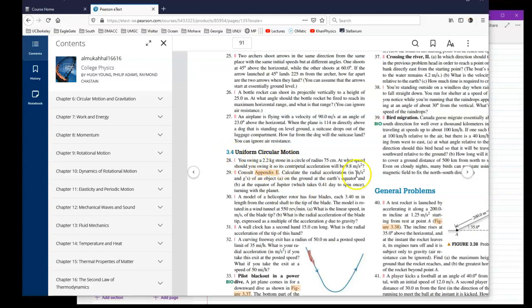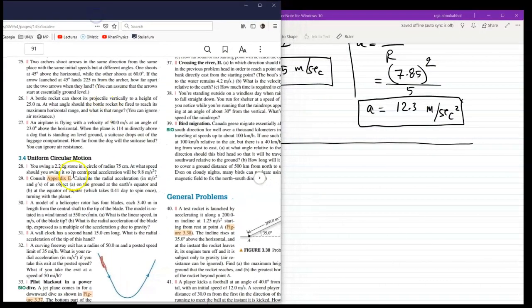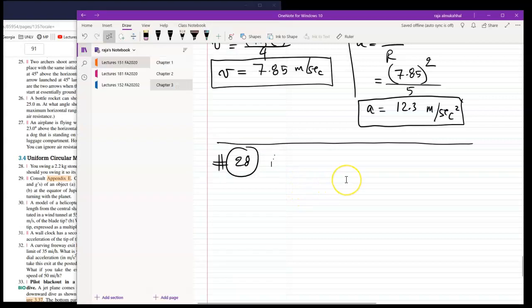Right there. It's level 1. Pretty simple. It says you swing a 2.2 kilogram stone in a circle of radius 75 centimeter. At what speed should you swing it so its centripetal acceleration will be 9.8 meters per second squared? Simple, huh? So, okay. How do we do it?